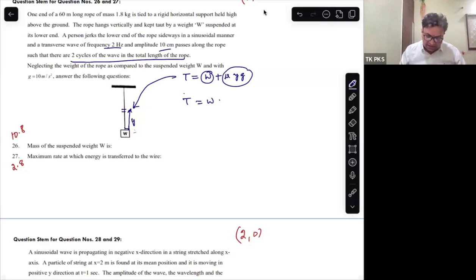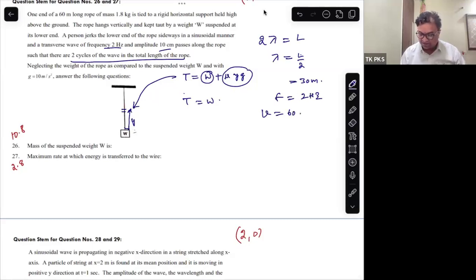You said 2 cycles in the full length, which means 2 lambda is the length of the wire. So lambda is L by 2, which is 30 meters. The frequency is 2 hertz, so the velocity of the wave is 30 into 2, which is 60.